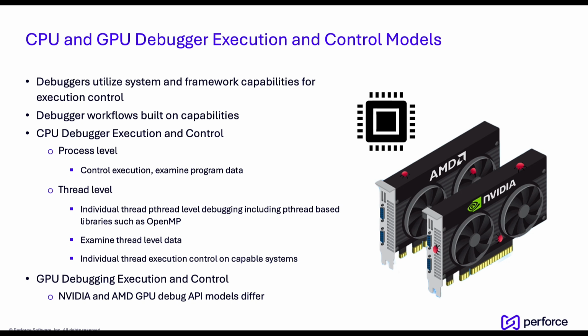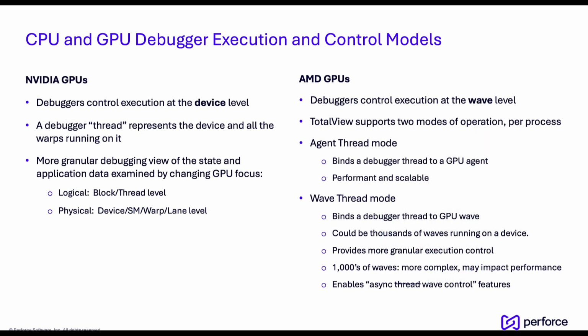On GPUs, the execution and control can differ depending on whether you're debugging NVIDIA or AMD GPUs. In NVIDIA GPUs, debuggers control the execution at an entire device level. So when you run code, you're running the entire device, and when you halt code and step code, you're stepping all the threads, which are encapsulated through waves and lanes and so forth, across that device. The debugger represents this through a thread, but that thread really has many threads underneath it.